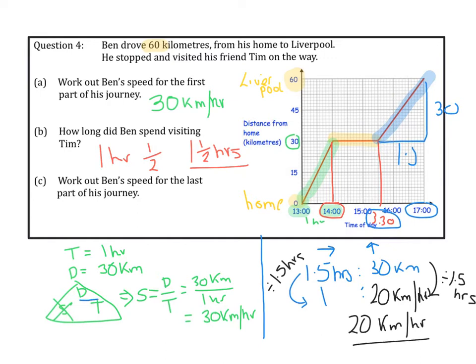So the lesson there is that to find the speed on a distance time graph, you can either use your distance, speed, time triangle or you can use gradient and figure out the gradient.